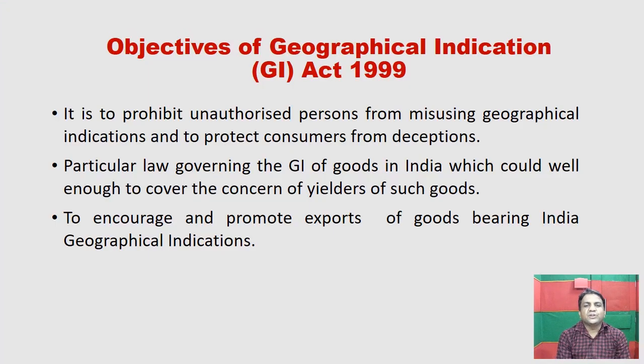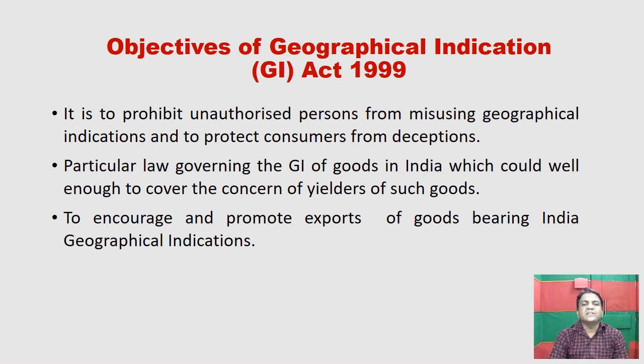Some of the objectives of the Geographical Indications Act 1999. The first objective is to prohibit unauthorized persons from misusing geographical indications and to protect consumers from deception. So the protection of consumers from deception by misuse of a geographical indication, this is the first objective of this GI Act 1999.